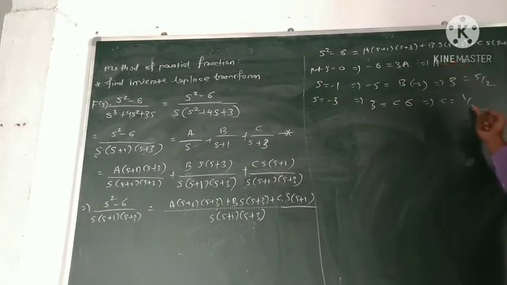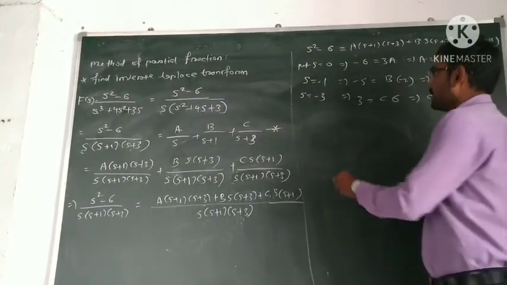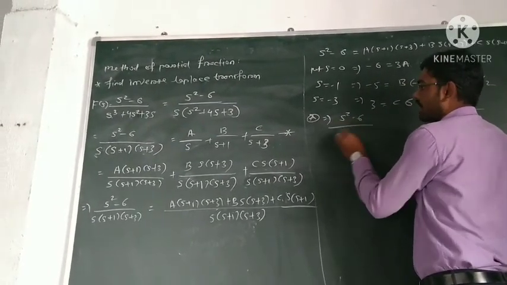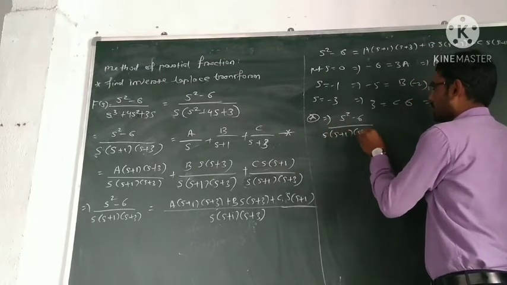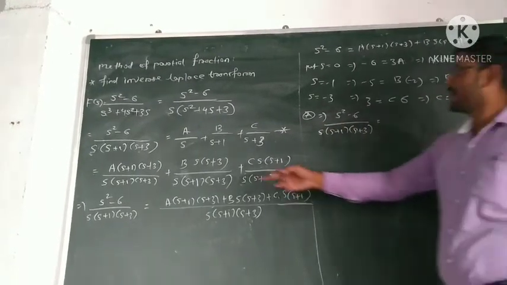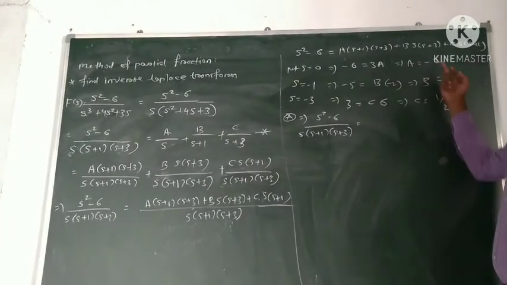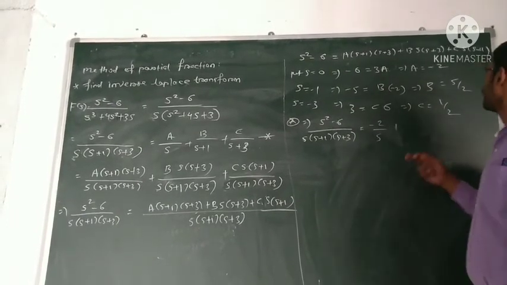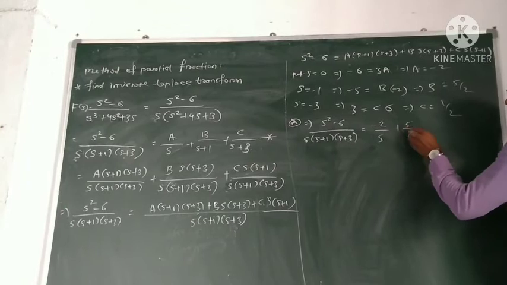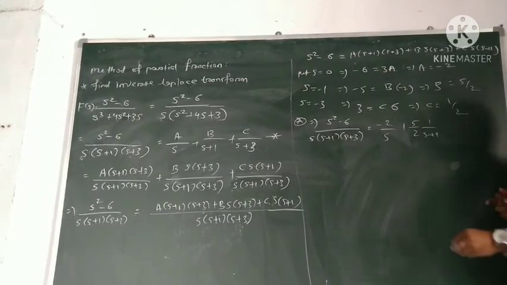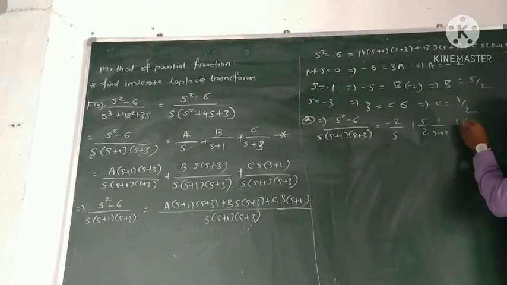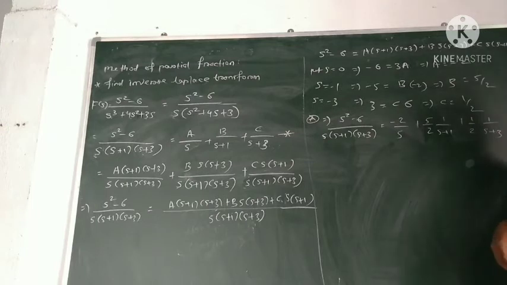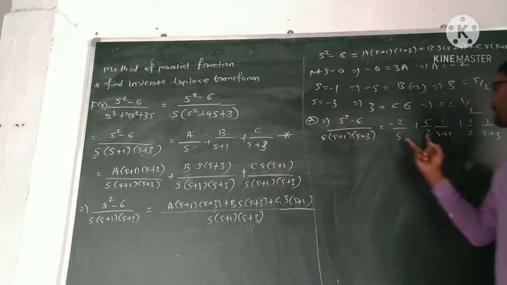So we get the values of a, b and c. Using the equation star, s square minus 6 upon s into s plus 1 into s plus 3 is equal to a by s. What is a by s? a is minus 2, so minus 2 by s, plus b by s plus 1, b is 5 by 2, so 5 by 2 into 1 upon s plus 1, and c is 1 by 2, so we get 1 by 2 into 1 upon s plus 3. Now the Laplace inverse of this is nothing but the Laplace inverse of this.